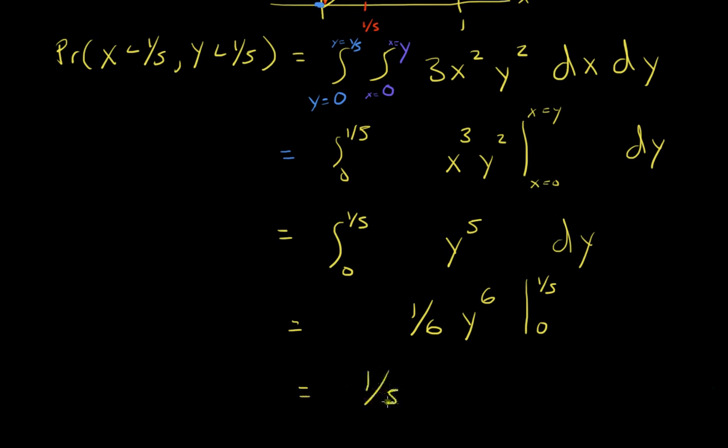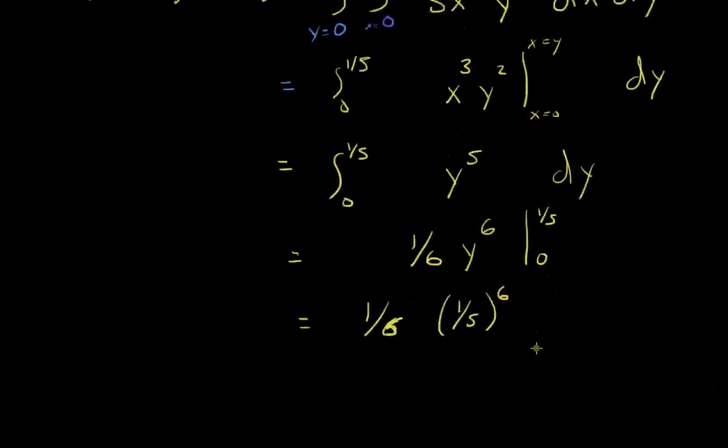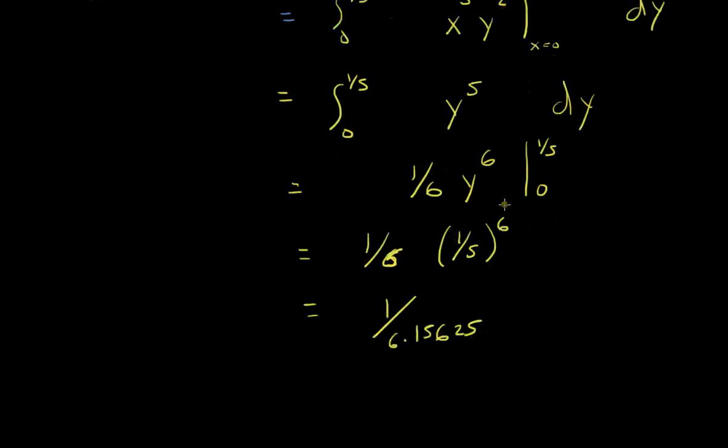And I'll get 1/6 times 1/5 to the 6th power. What's 5 to the 6th power? 5 to the 6th power would be 15625. Right, that's 5 to the 6th power. 1 to the 6th power is just 1, so that's that. Multiply that by 6 to get my answer. And I get 1/93750.